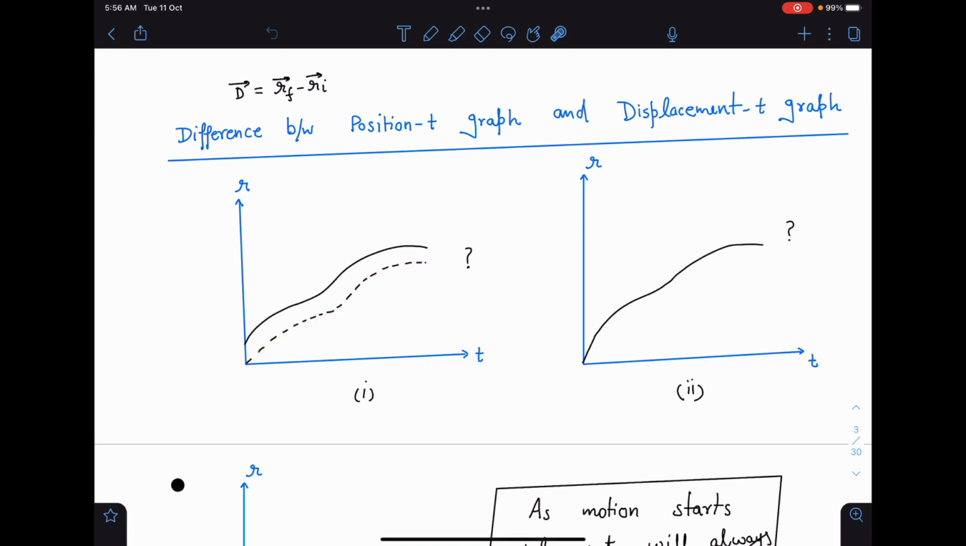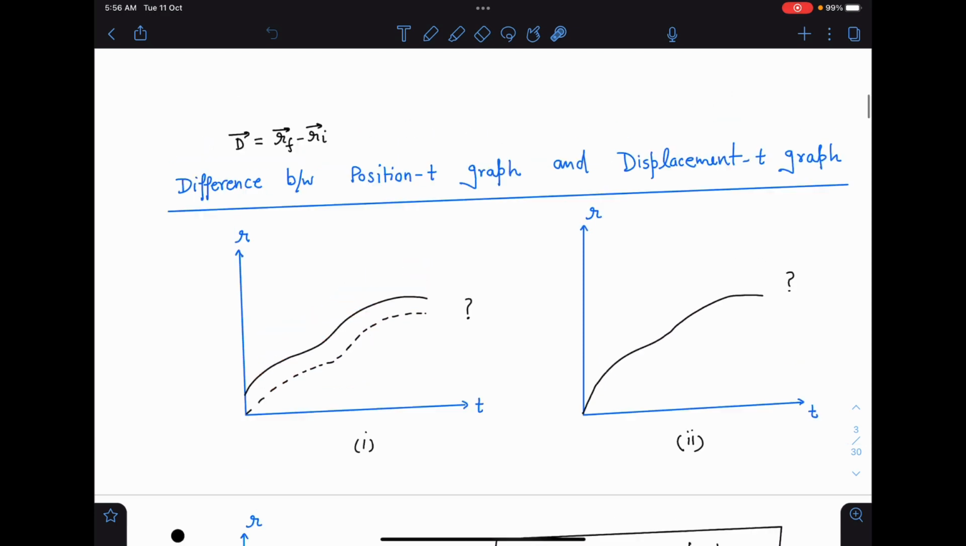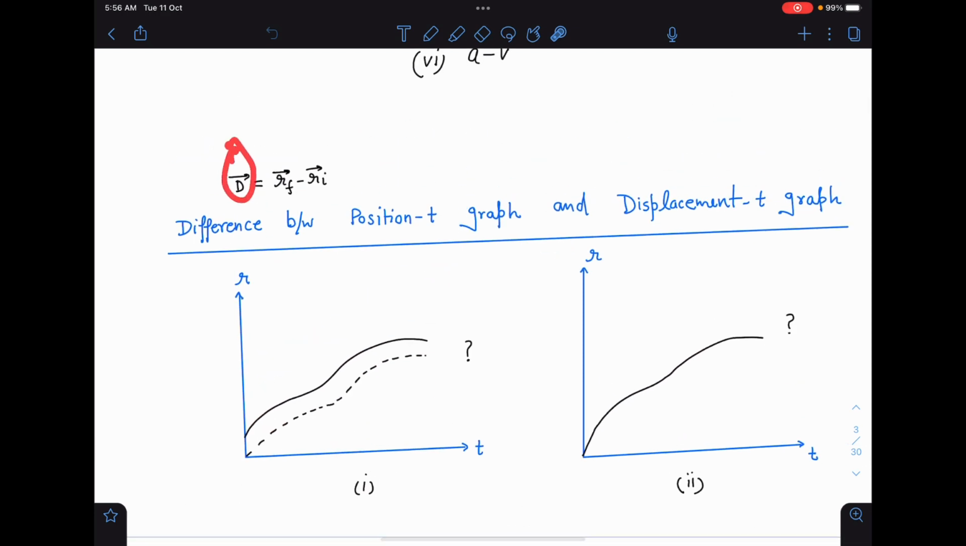So another logic which we are developing here in position time and displacement time graph, that position time graph can start from 0 or it can start from non-zero position also. But displacement time graph is always going to start from origin, which is 0. So if it starts from a non-zero position, then parallel to this you are going to get displacement time graph, because the displacement at any time t is position vector at any time t minus initial position. So this is going to be a constant vector.